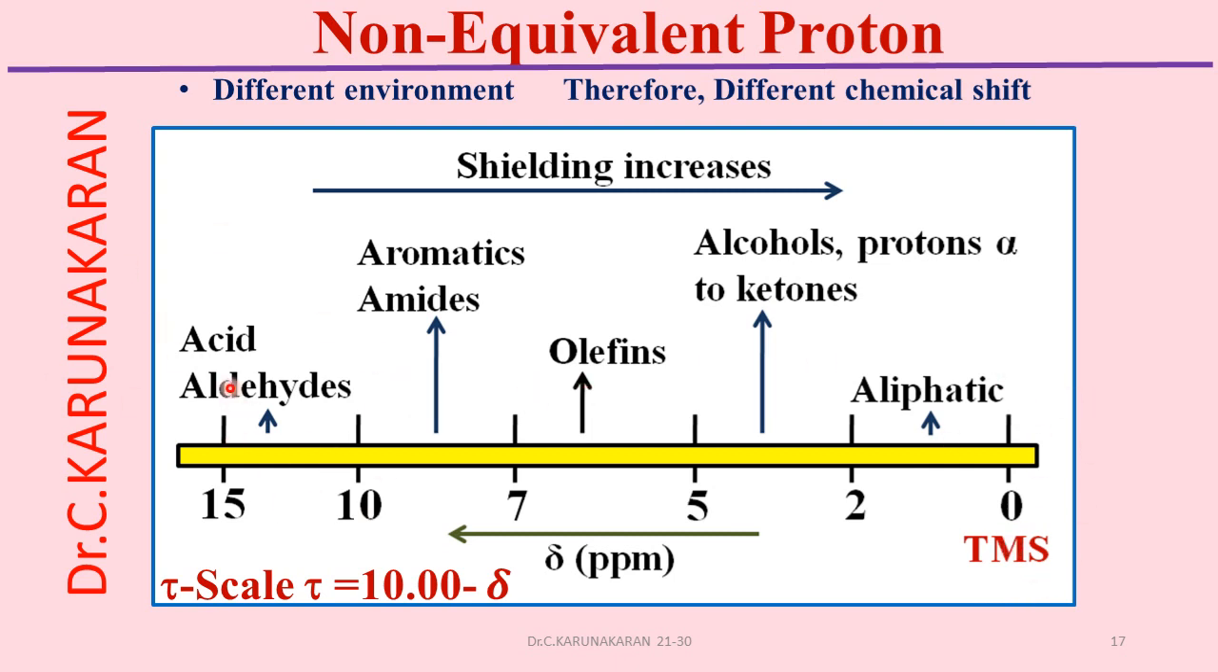If the delta value is higher, that means they are less shielded. Therefore, shielding increases in this order. The different compounds will have different chemical shift values as shown here.